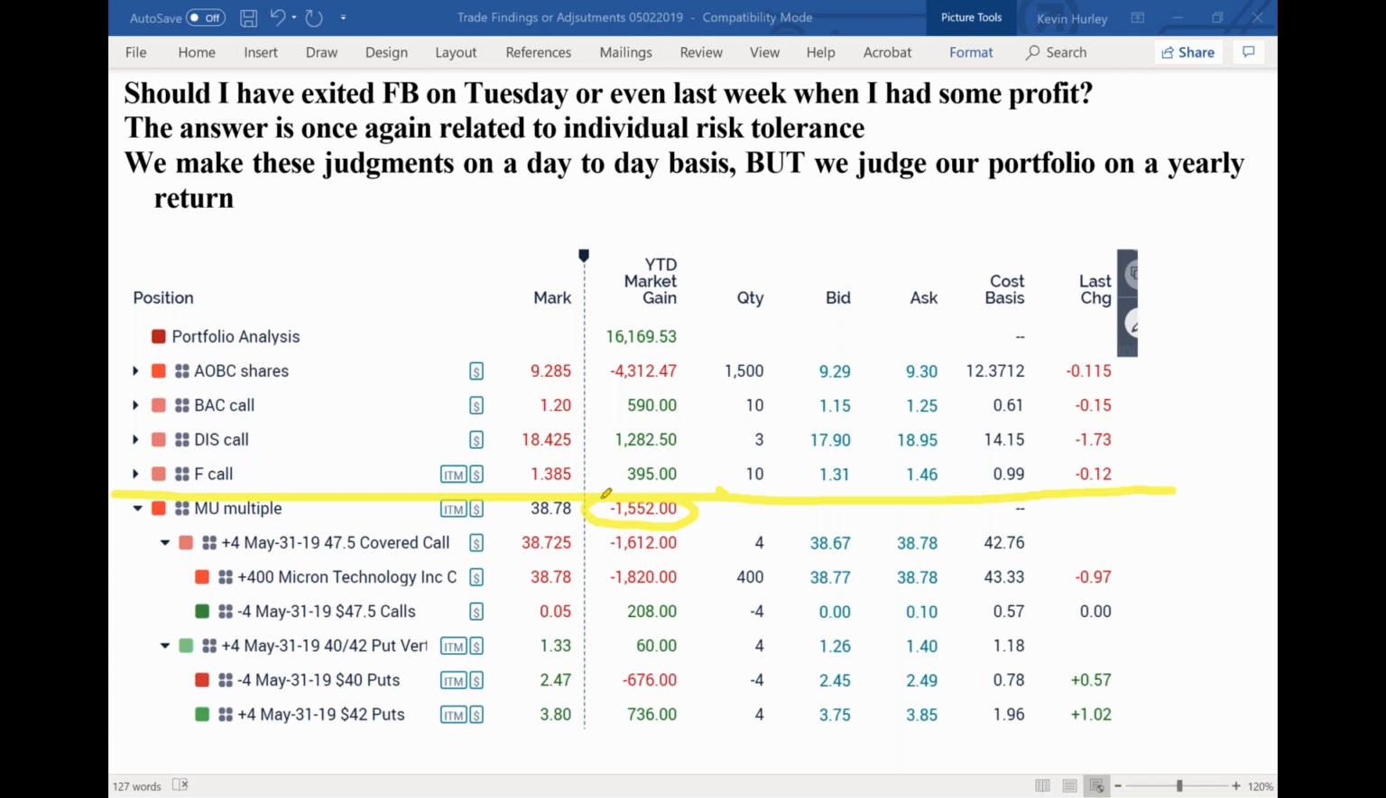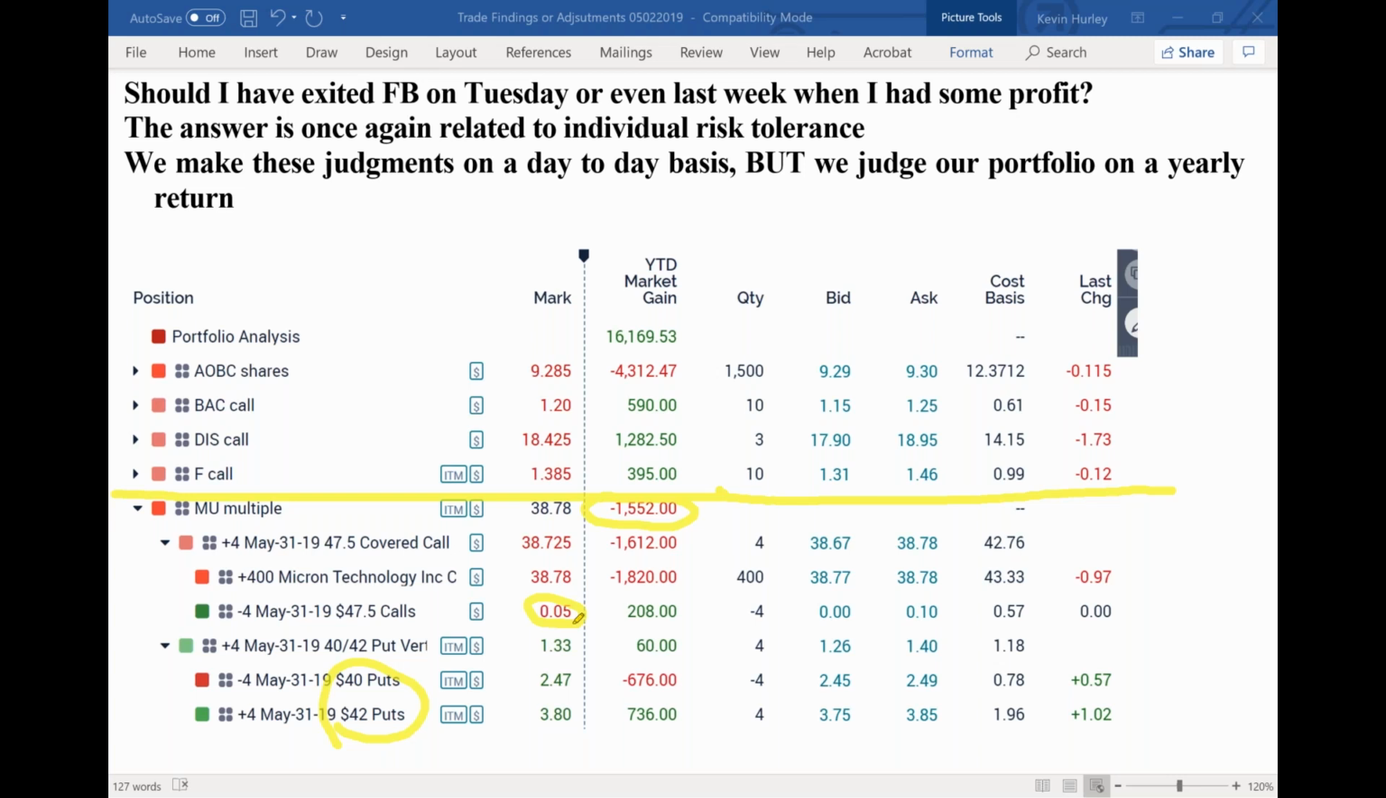I'm down $1,552. Put on a little bit differently, we went from 42 to $40 puts. We do have our covered call that for all intents and purposes I should take off today at 5 cents to uncap us to the upside. And just doing a little bit of work on this one.